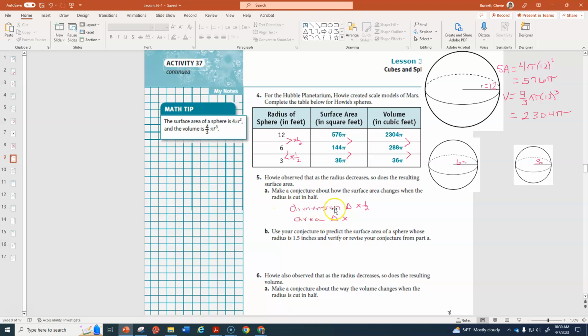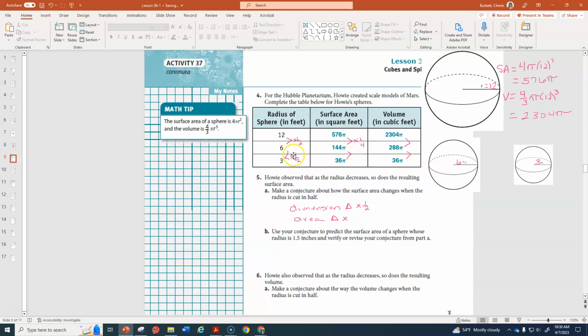If I do a dimension change, notice my notation. If my dimension changes, triangle means change, by a half, how did my area change? So this one went by a half. So how did the 576 compare to the 144? I believe it changed by 1/4. Okay, so if you take 576 and divide it by 4, you get 144. So instead of dividing by 4, we're going to multiply by 1/4.